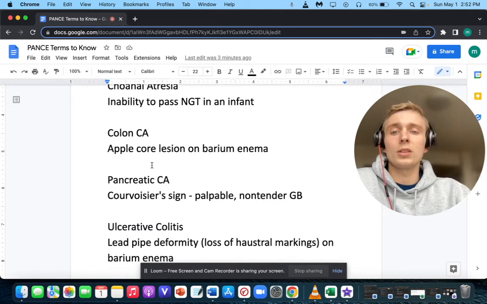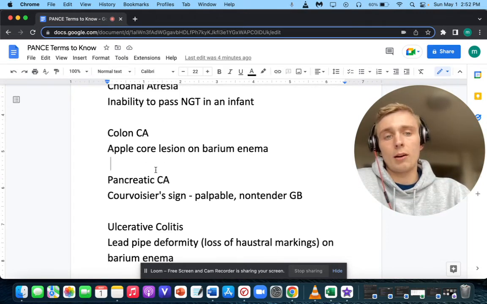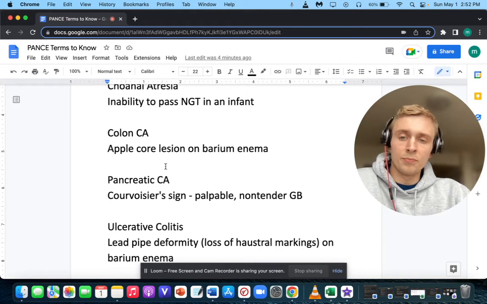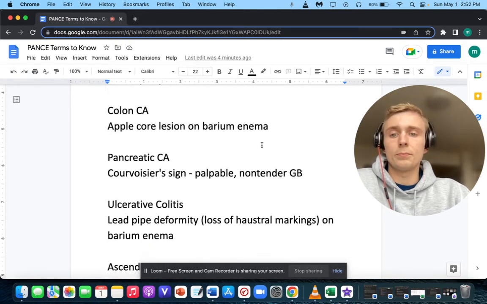So an apple core lesion on barium enema, what does that make you think of? Colon cancer. And which side of colon cancer, the right or the left, is more associated with bleeding? The right side is more associated with bleeding, and the left side more associated with obstruction, because it's more narrow, so it can be obstructed more easily.